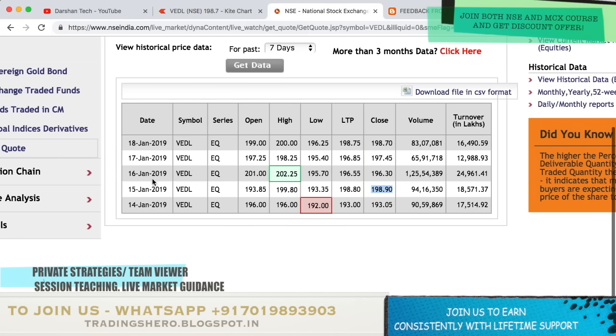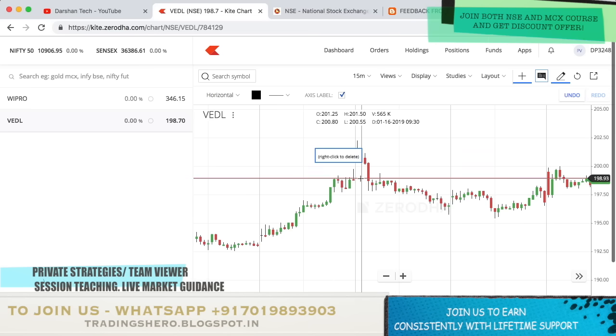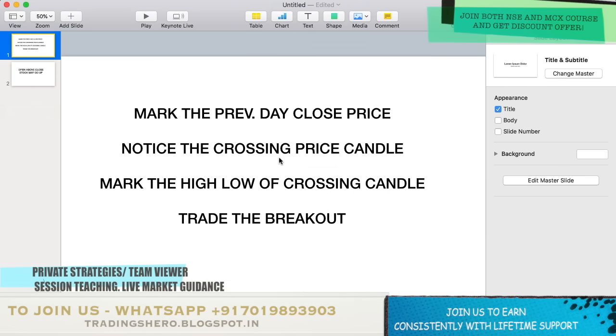So we have to trade on 16 Jan. We will mark the 15th, that is the previous day closing price, on the chart. That is 198.90, so let's mark 198.90 here. Now what we should do is, on the next day, wait for the stock to cross over this price. Notice the crossing price candle.